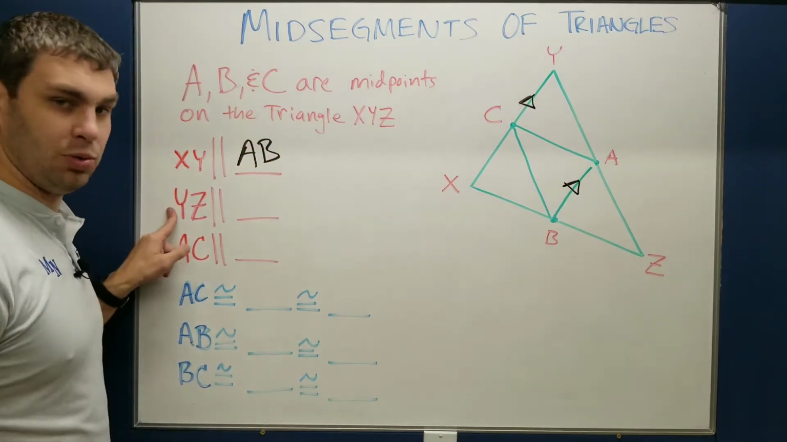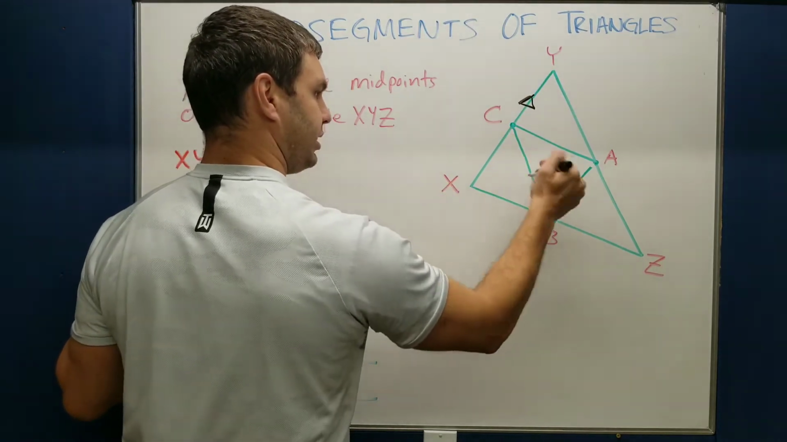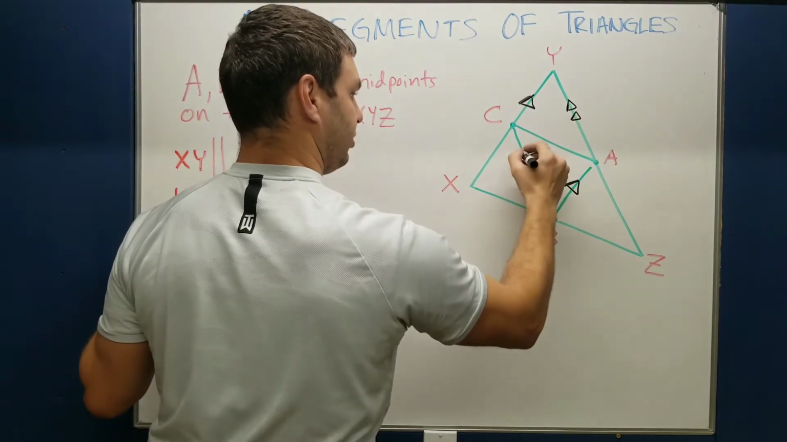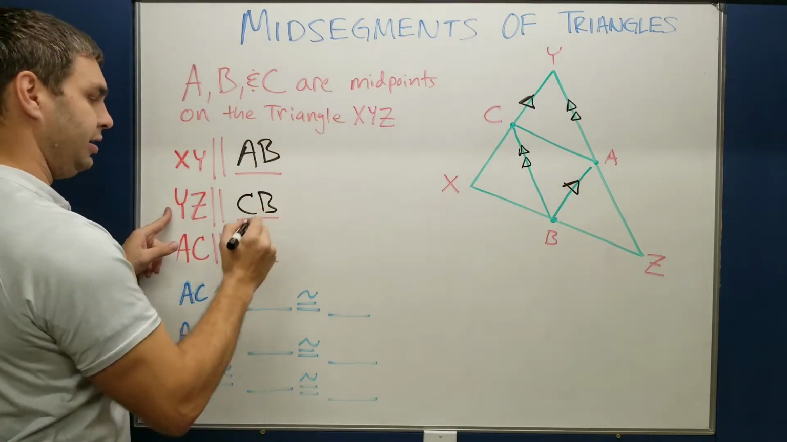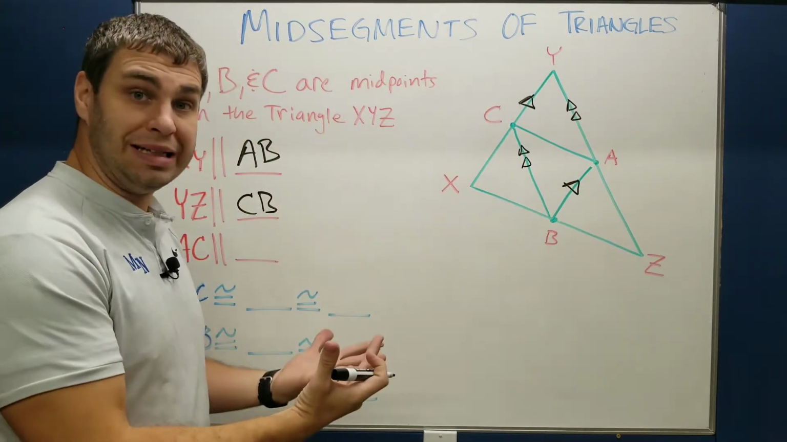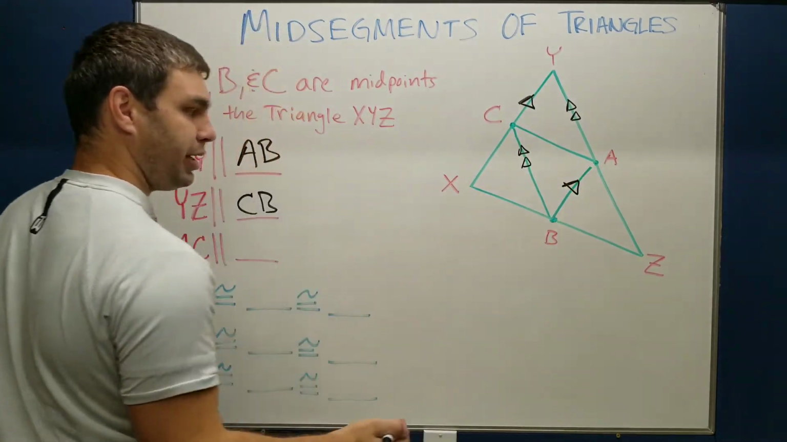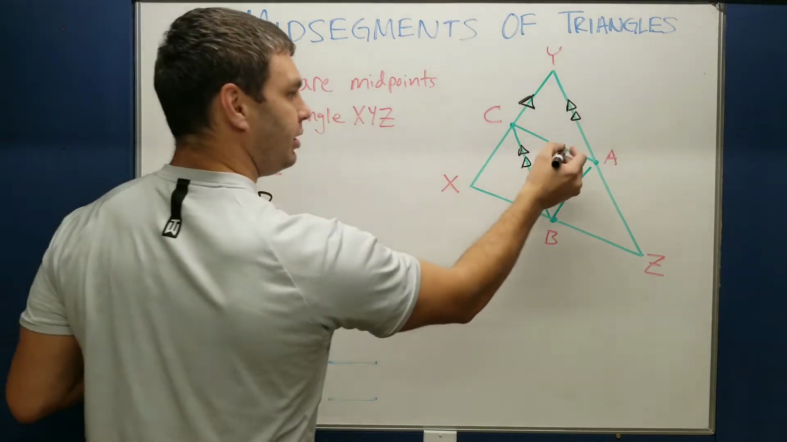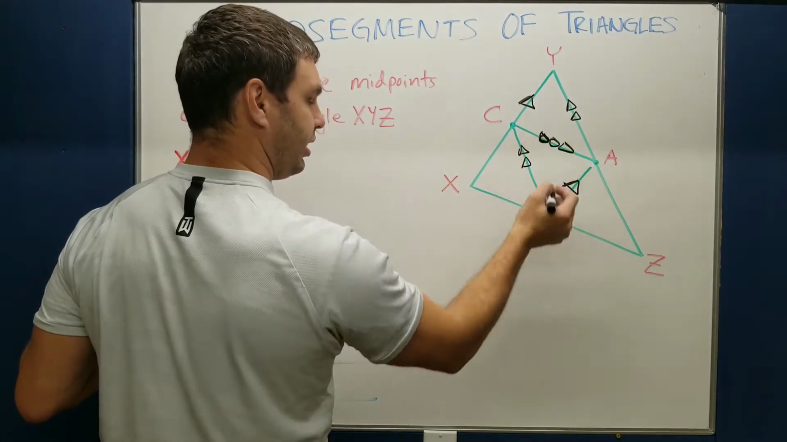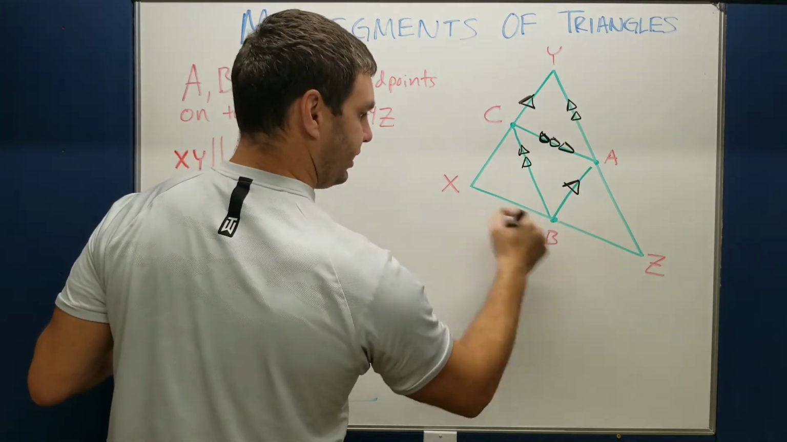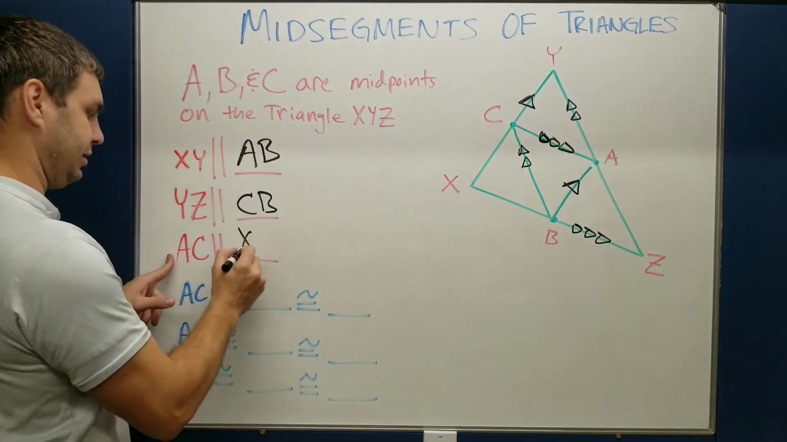What about YZ? YZ is parallel to what? Well, YZ is over there. It's parallel to this one. We can use two triangles or two arrows for that one and say CB. Now this also works the other way. What if you're given a mid-segment, like AC is a mid-segment? That's this one. It's parallel to the other side. So if I put 1, 2, 3 triangles on this one, then its other side is XZ. 1, 2, 3 for XZ.